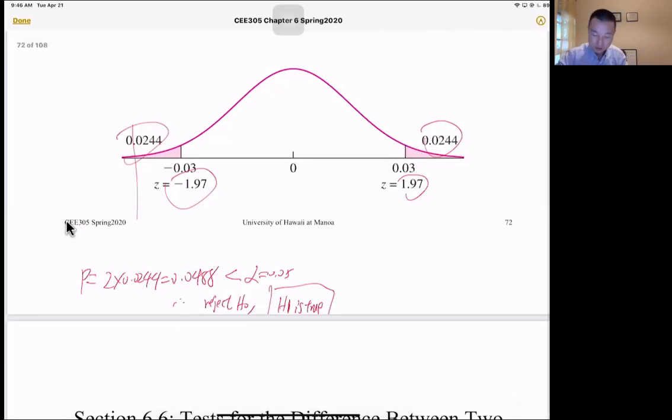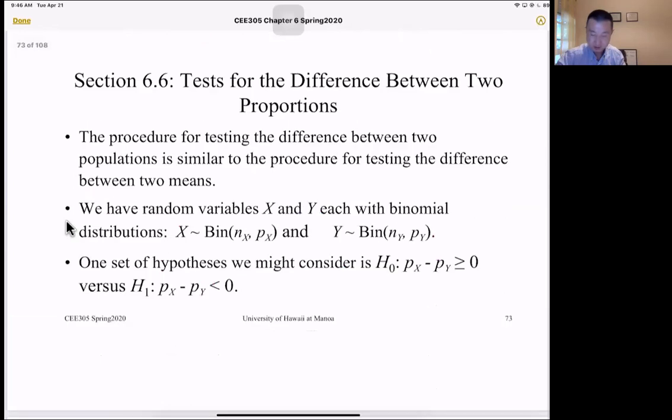All right. The last section we're going to discuss is section 6.6, which is the hypothesis test for difference between two proportions. The procedure is the same, but just a little bit different in the equations. The proportion we know belongs to the binomial distribution. So if we have two populations following two different binomial distributions, nx, px and ny, py.